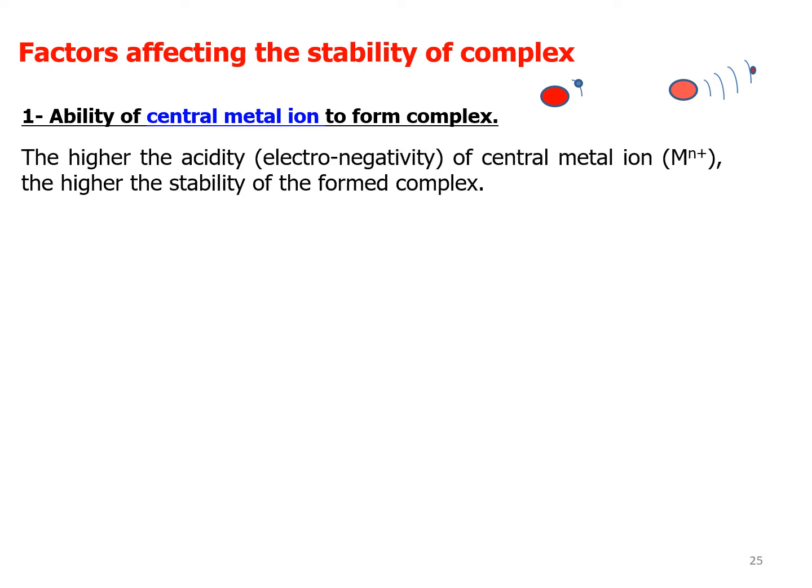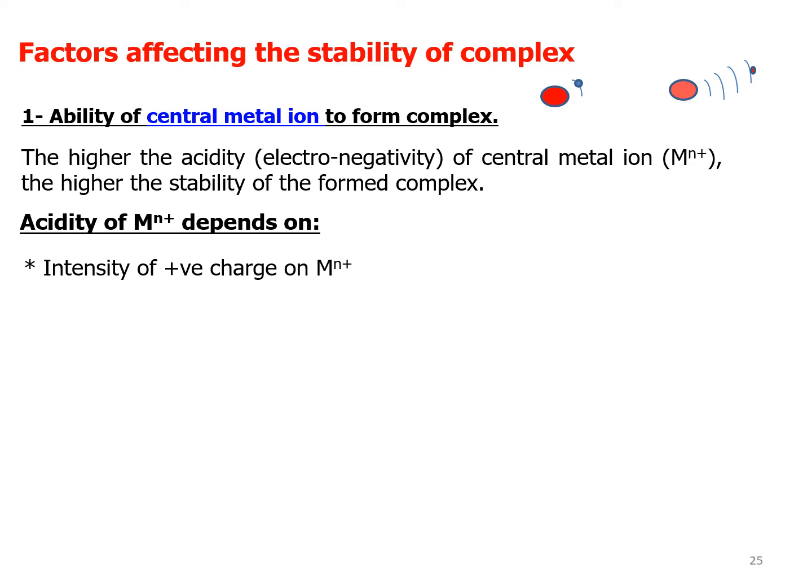When we discuss the central metal ion, we say that the higher the acidity or electronegativity of the central metal ion, the higher the stability of the complex, which means that if we increase the density of the positive charge on the central metal ion, it will increase the stability of the complex, because in that case, the central metal ion will grab or take the electrons more rapidly and more aggressively.